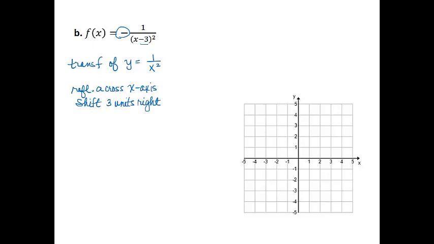Now remember, what we are shifting and transforming is that basic 1 over x squared. Now what we know, we have a vertical asymptote where the function is undefined. That's where x minus 3 squared equals 0. And that's where x minus 3 equals 0, or x equals 3.